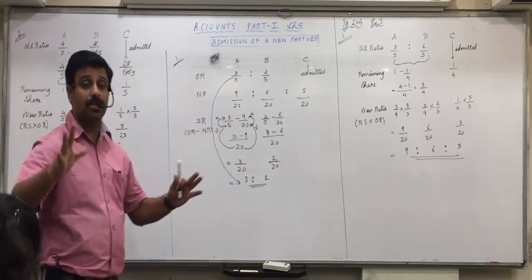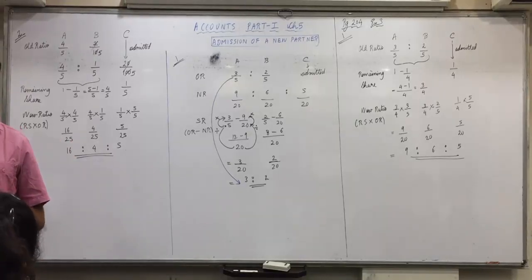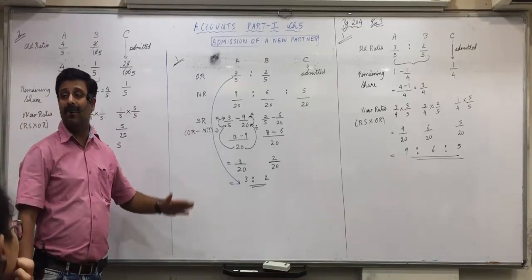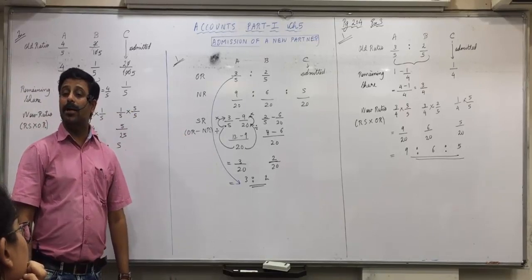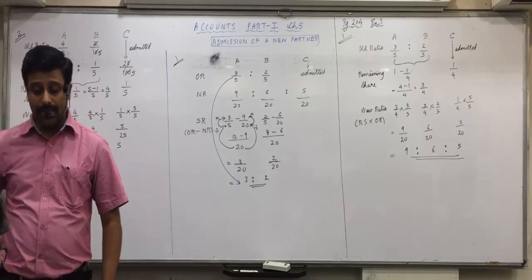There are 7 situations. In other situations, it will not be same. But in the first one, when old ratio is given and new partner's share is given, no other information is given, sacrifice ratio will remain same as old ratio. No need to waste time in finding it. Understood that or not? So write down the note below that first situation.